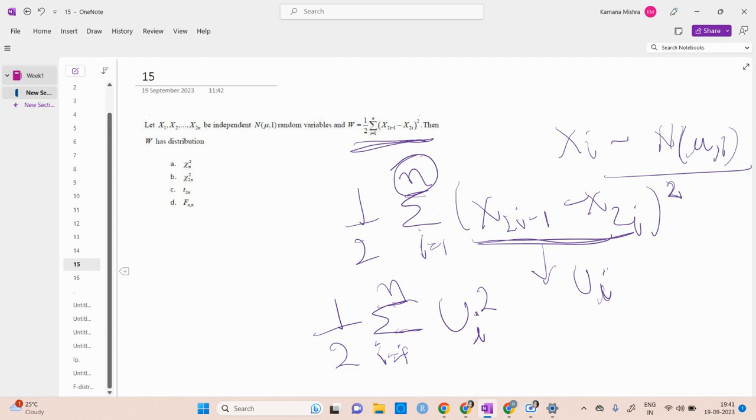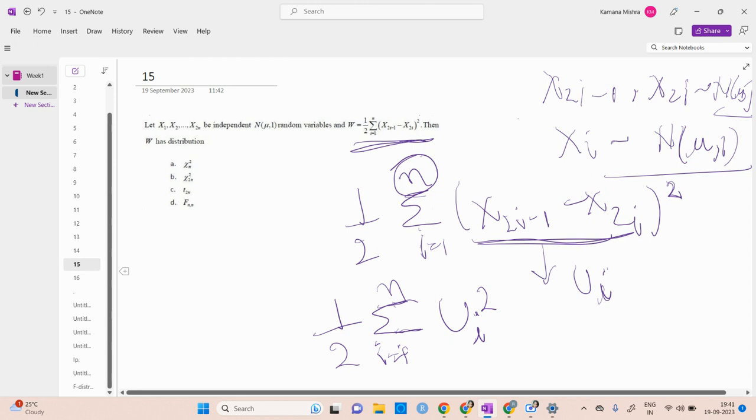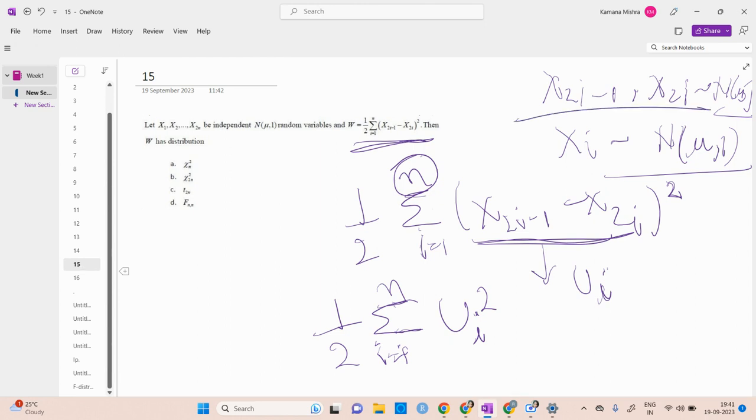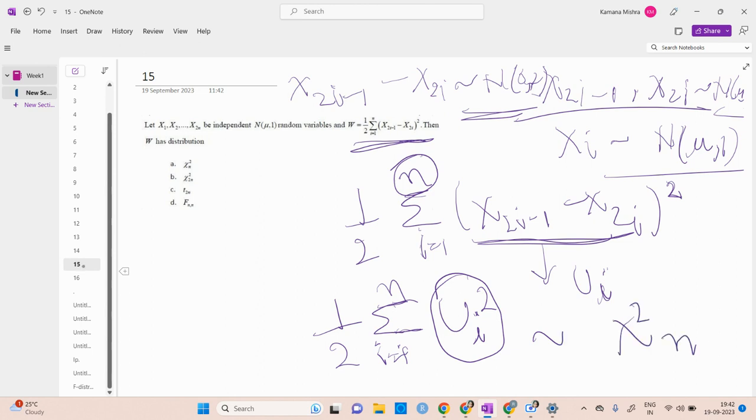So in the summation of ui square, 1 by 2 is just a constant. Where ui is following, because x2i minus 1 and x2i both follow normal distribution with mu comma 1, so x2i minus 1 minus x2i will follow normal distribution with 0 comma 2. So this is also a normal random variate. A normal random variate squared will follow chi square, and its summation up to n will follow the chi square distribution with n degrees of freedom. So that one will be the answer.